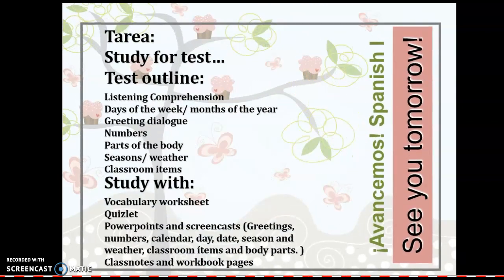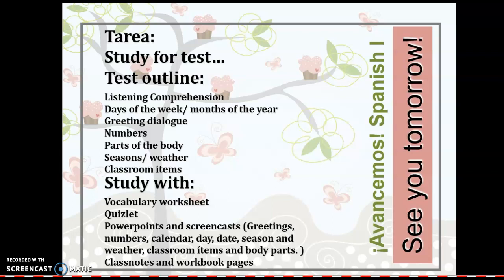Now that you have finished the work, I would like to go over your test so that you are fully prepared to take your first big test in Spanish. So the test outline is usually something that I give to kind of give you a heads up of what is the focus of the test.